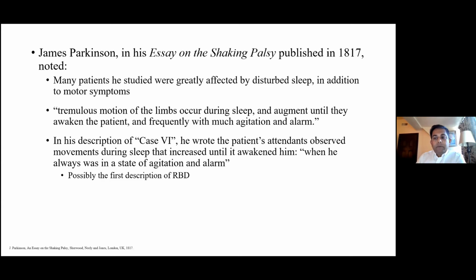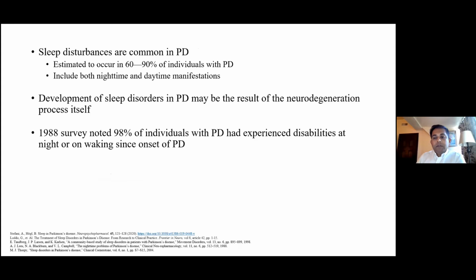But you can see that even when Dr. Parkinson first described Parkinson's disease, not only did he discuss the motor symptoms, but he also noted issues with sleep as well. So you can see that there's been significant descriptions of poor sleep in this patient population for a number of years. Sleep disturbances are very common in patients with Parkinson's, with it being estimated that 60 to 90% of patients with Parkinson's have sleep disturbances, which can include both nighttime and daytime manifestations.